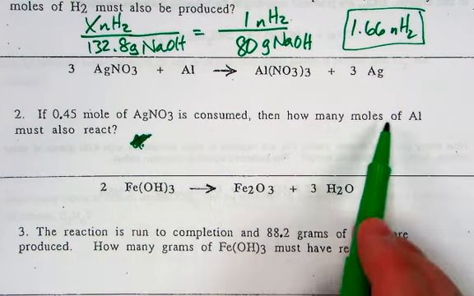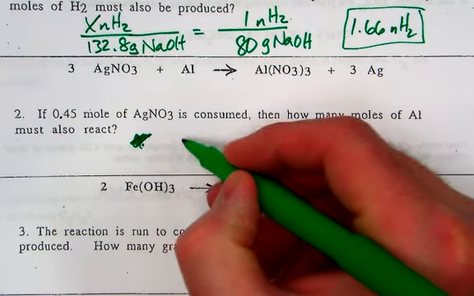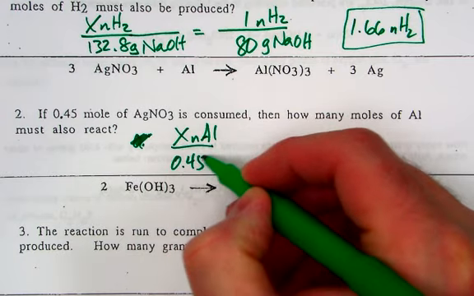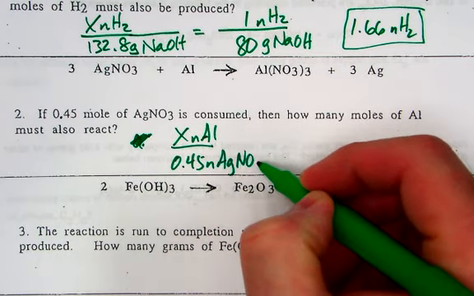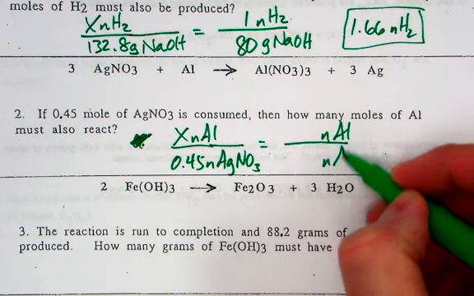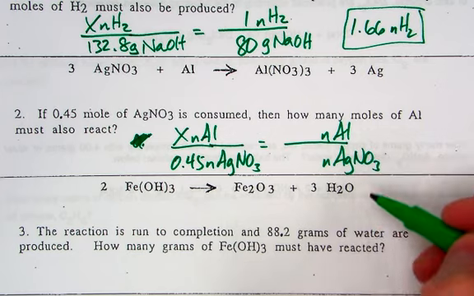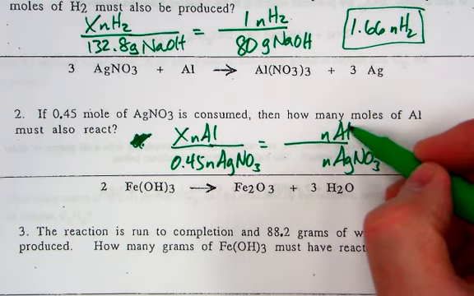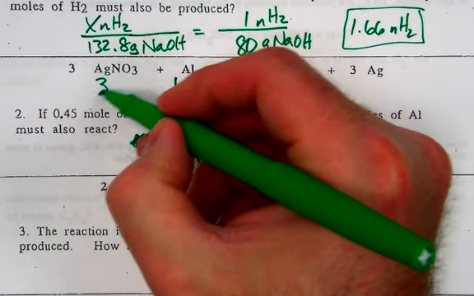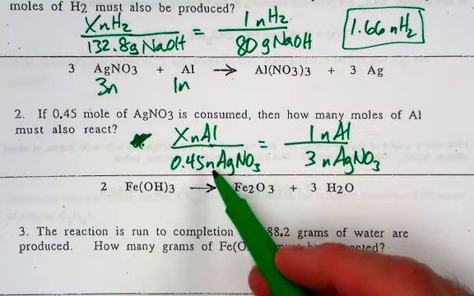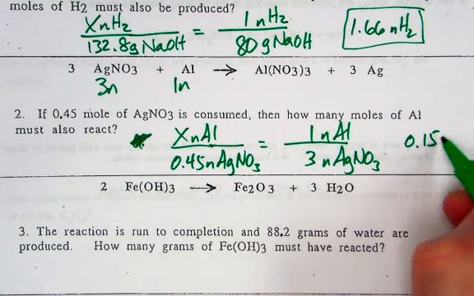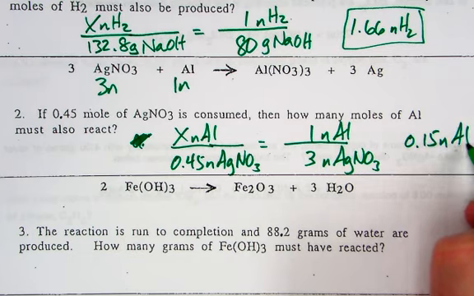The second problem, using a different equation, says if we have 0.45 moles of AgNO3 consumed, how many moles of Al must also react? So how many moles of Al is our problem? And we have 0.45 moles of AgNO3. So I put moles of Al on top, moles of AgNO3 on the bottom, bringing our units over. And from the equation, you have 1 mole of Al and 3 moles of AgNO3. So 0.45 times 1, divided by 3, should give you about 0.15, and that's moles of Al.